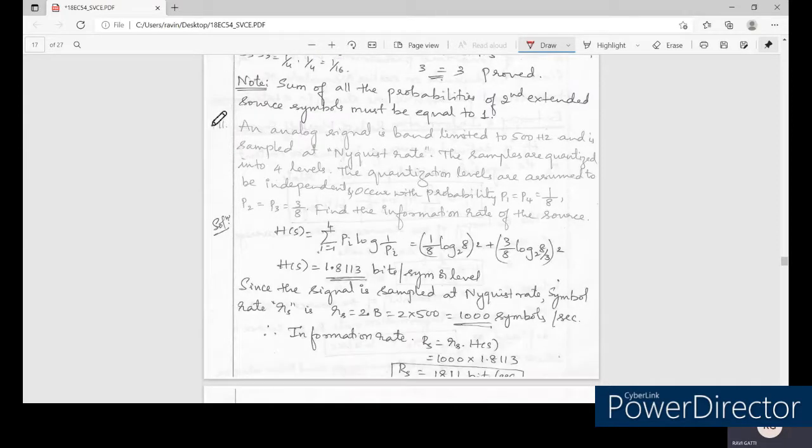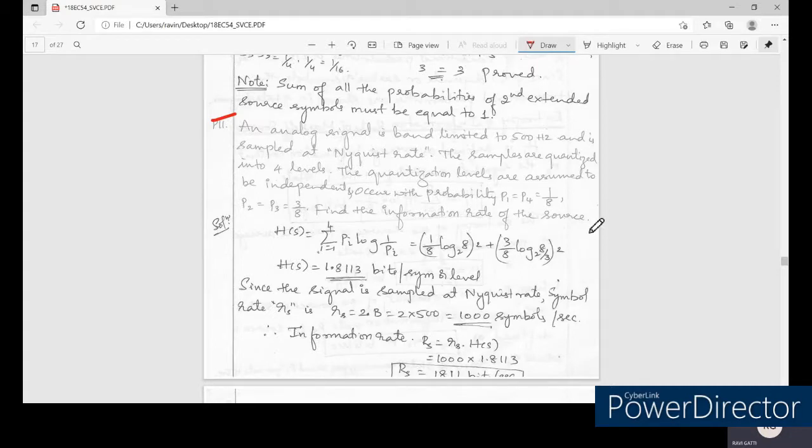So let us go for one more problem. You have an analog signal. It is a band limited signal of up to 500 kilohertz and is sampled at the Nyquist rate. The samples are quantized into 4 levels, and the quantization levels are assumed to be independent, and they occur with a probability P1 and P4 with probability 1 by 8, and P2 and P3 with probability 3 by 8. Find the information rate of the source.